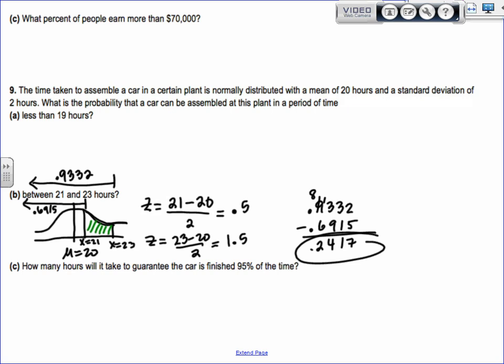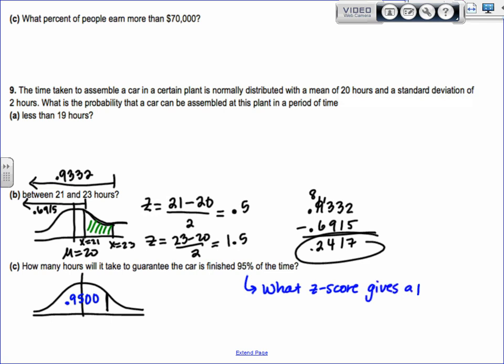All right, and the last one I want you to do, because it's one of those ones where it gives you the probability. It says, how many hours will it take to guarantee that the car is finished 95% of the time? So a certain time period is going to give me a 95% chance that it's going to be done. So inside here, I'm going to have 0.9500. That's my probability. So we want to know what z-score gives a probability of 0.9500.